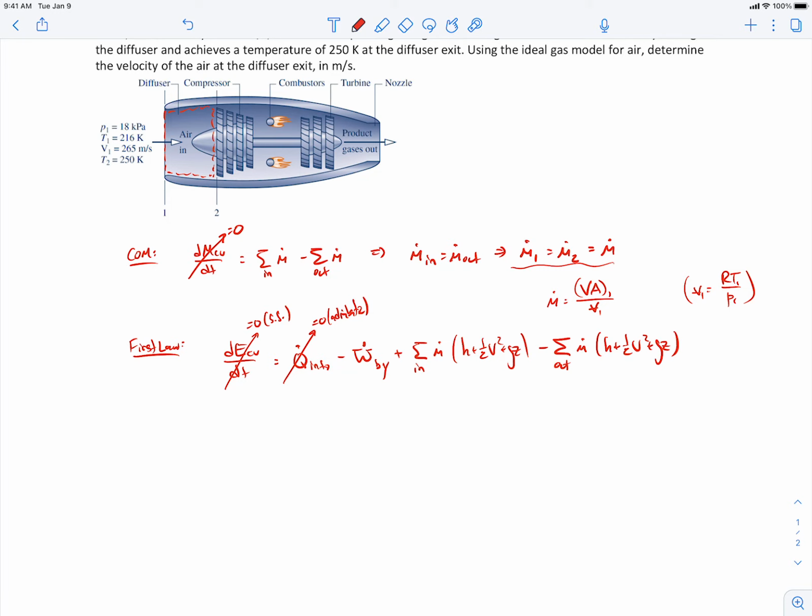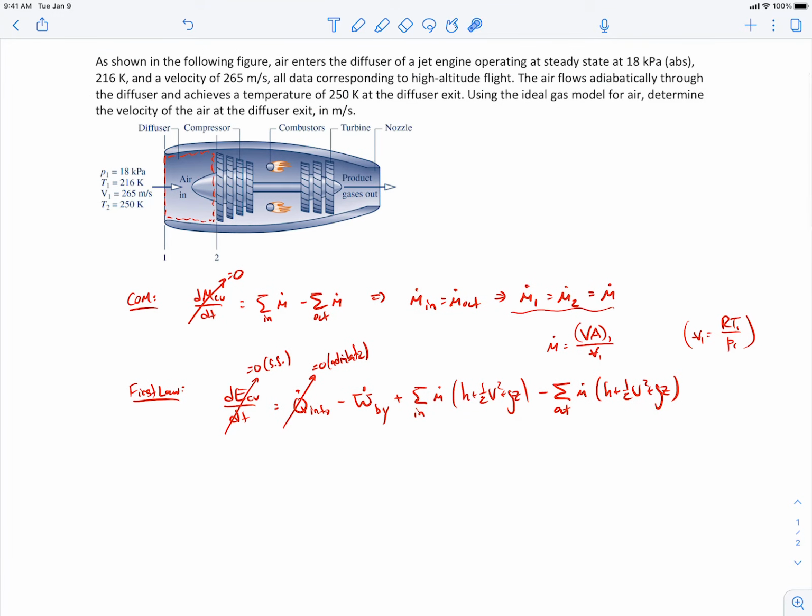It's an adiabatic process. We're told that the air is flowing adiabatically through the diffuser, so there's no heat transfer from the diffuser to the surroundings here. So that term is 0. The power term is going to be 0 because a diffuser is a passive device. There's no work being done in the diffuser here. Okay, so that's a passive device.